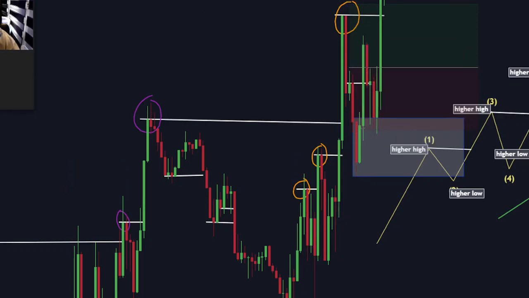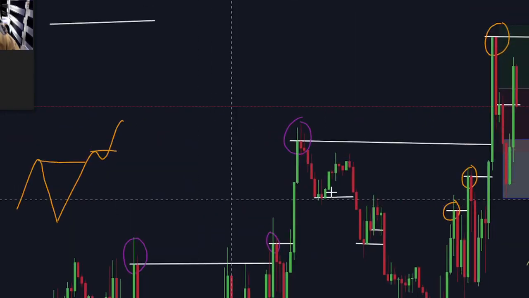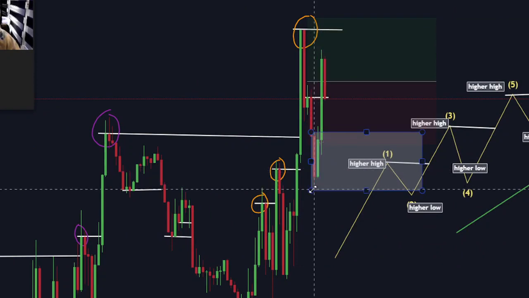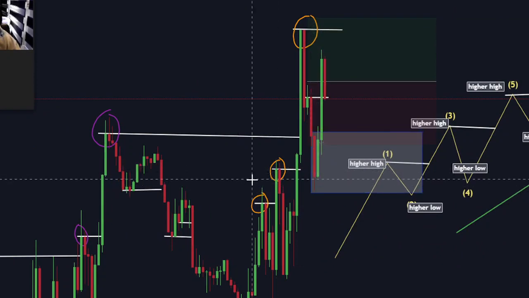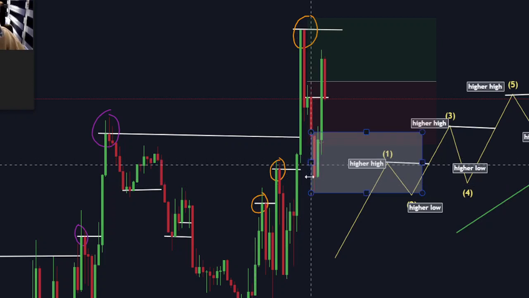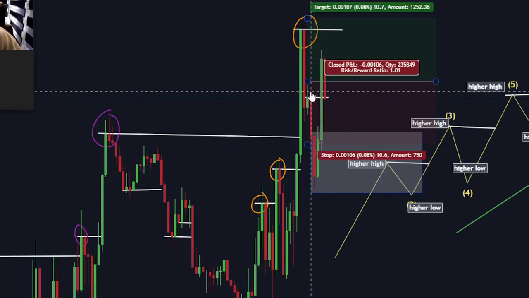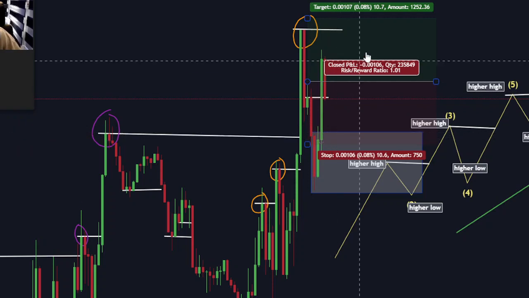So how we trade is, this is your demand. The rules of supply and demand trading that we will be doing are: you need a setup. Your setup can be either a demand or a supply. So this is a demand. You have a demand, then a break of structure, then a pullback into the demand, then you buy.